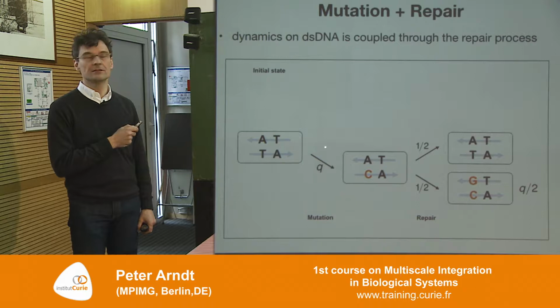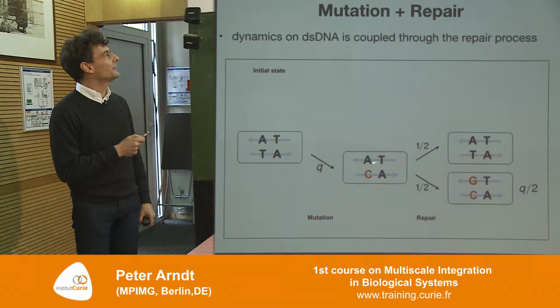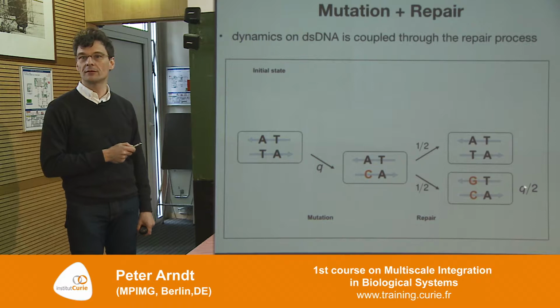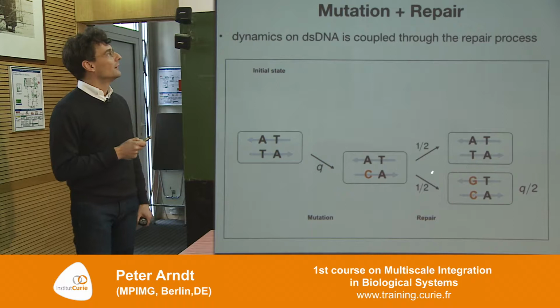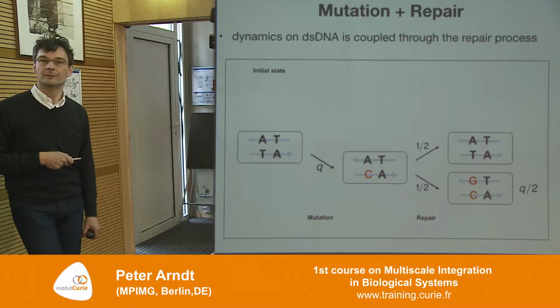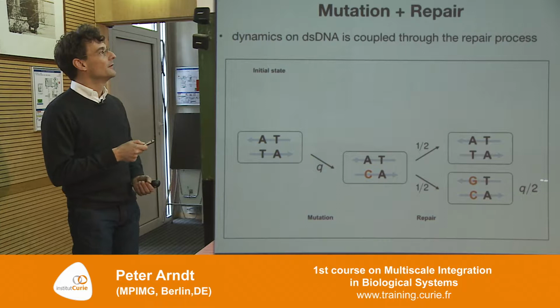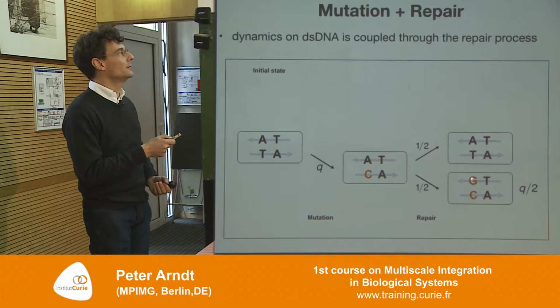Either it can say, this A is not correct, I would probably rather stick a G in here to get the right Watson and Crick base pairing again. Or it can say, this A is correct, and probably the C is incorrect, so I exchange that by a T. And the probabilities for those two processes are, of course, 1/2, 1/2, because it doesn't know what is the correct initial state. So with rate Q over 2, you actually end up in this state where you have the base fully exchanged on the forward and the backward strand.